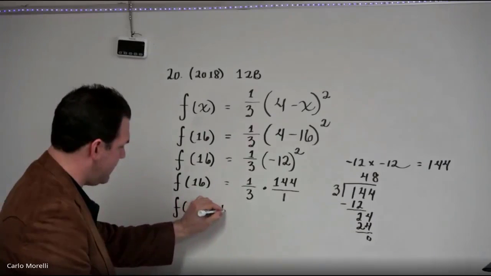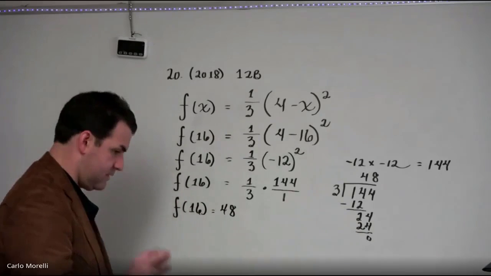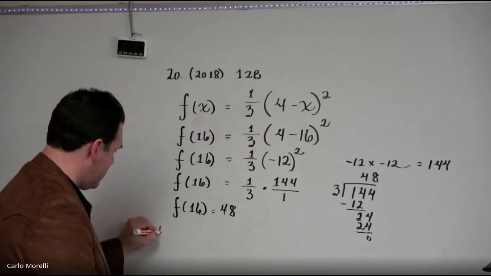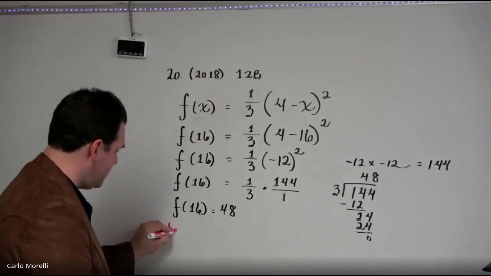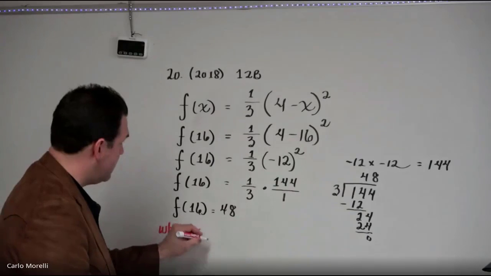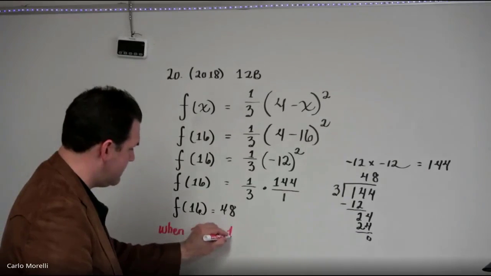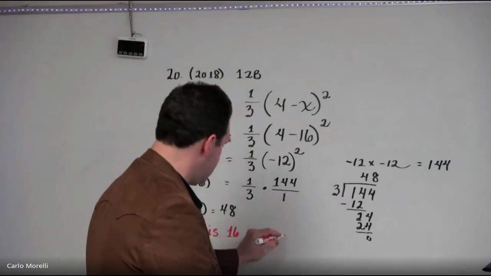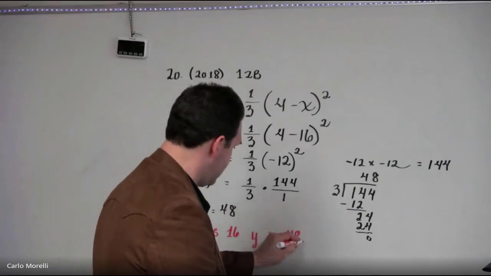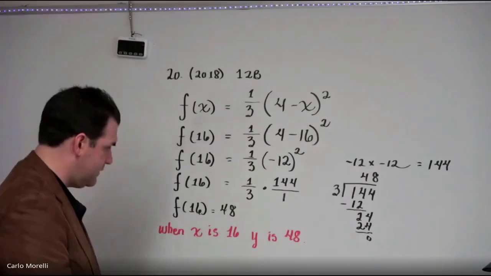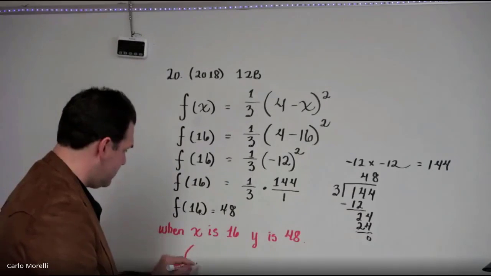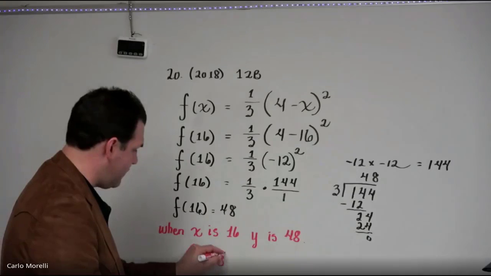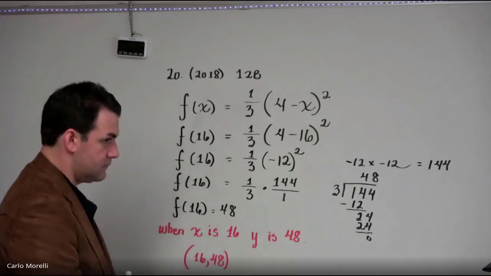equals 48. Now this is very important that you understand this, how to read this. What it means is, if you were going to graph it, when x is 16, y is 48. So you can express your answer as a coordinate pair if you wanted to, 16 comma 48. Which number did they want in this problem? They wanted the 48.